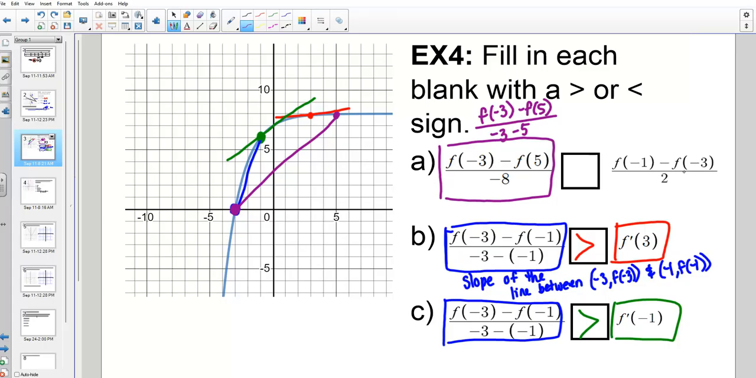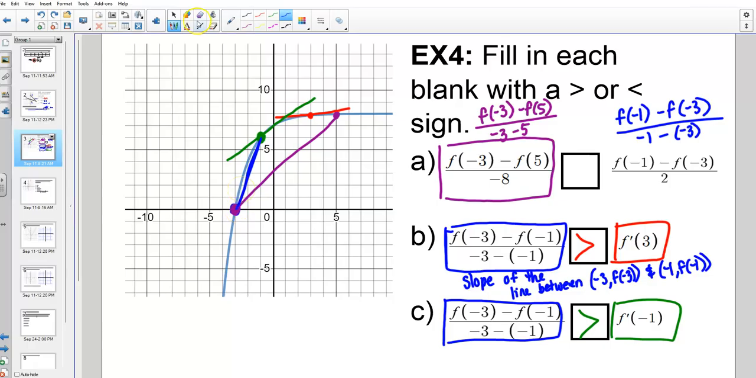Okay? What about over here, f of negative 1 minus f of negative 3 all over 2? Actually, I think that's a mistake. No, it's okay. It's the same as B and C. It's that blue, because if I did f of negative 1 minus f of negative 3 all over negative 1 minus negative 3, I just get a 2 in the bottom. It's the slope between negative 1 and negative 3. They did the slope backwards. They did the f of negative 1 first instead of f of negative 3. But it's still this blue line right here.